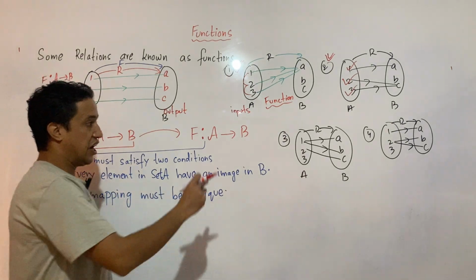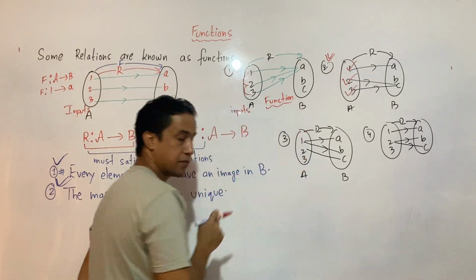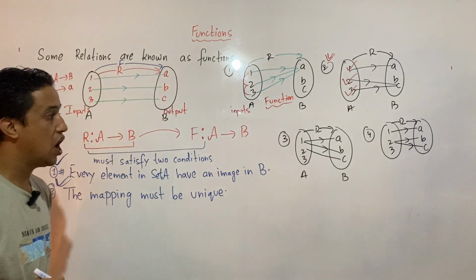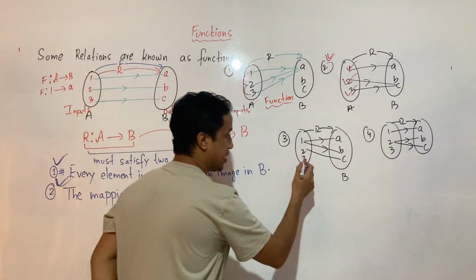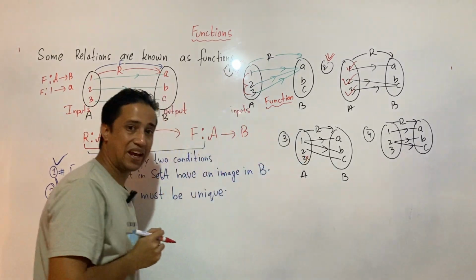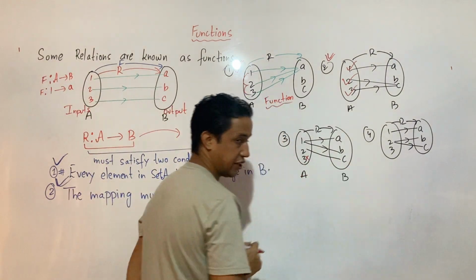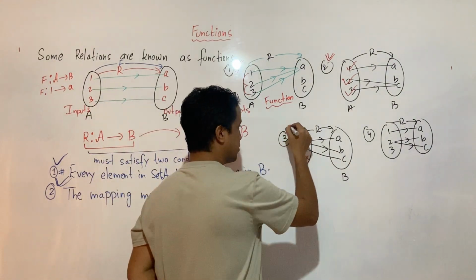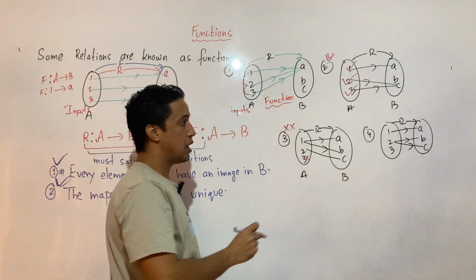Okay, now go to number 3. Are all elements related to the images in set B? Now see here, 3 does not have any image in B, so it means this is not a function.